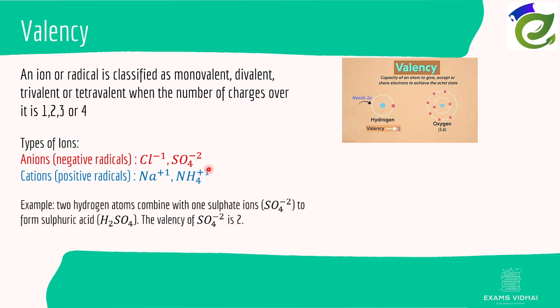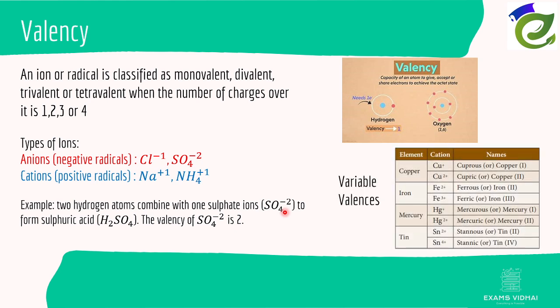For example, hydrogen valency is 1 and sulfate ion is -2, meaning that it needs 2 hydrogen atoms to be donated to the sulfate ion in order to form sulfuric acid that you see here, H2SO4. Thus, since it's formed with 2 hydrogen atoms, its valency is also said to be 2, because the valency of hydrogen is 1.